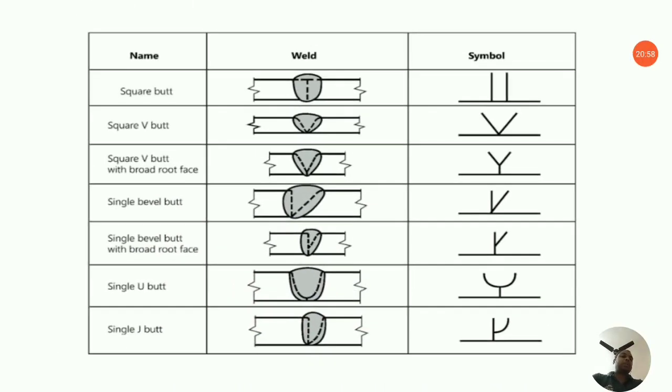So you must keep in mind that this is the most popular question coming out of these welding joints in different competitive examinations. So keep in mind that the square butt symbol is very important.